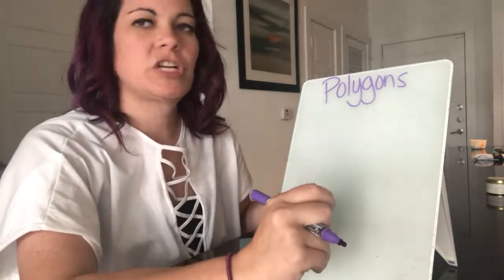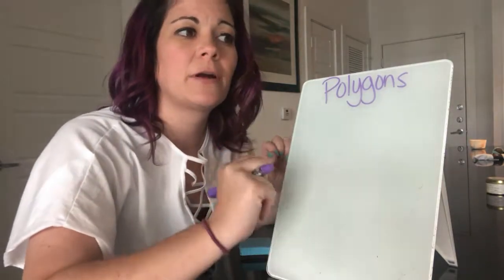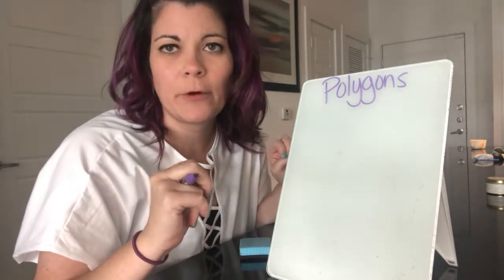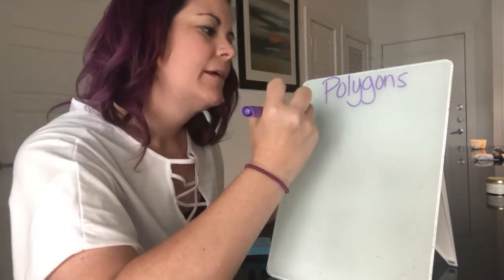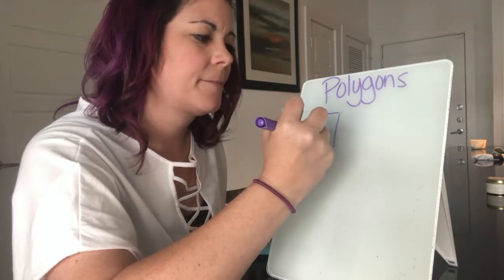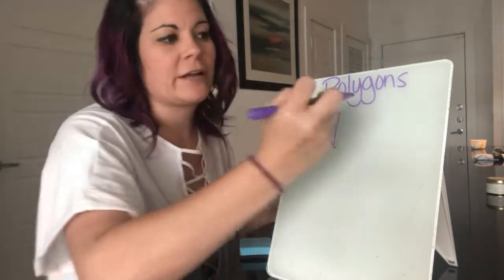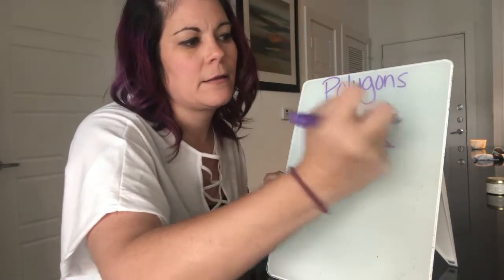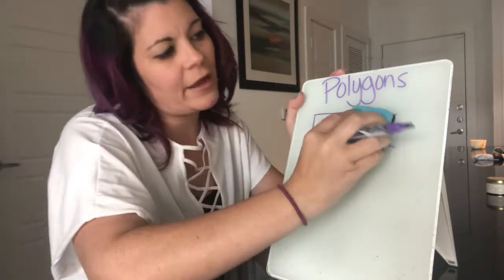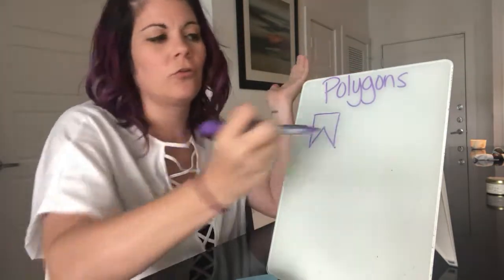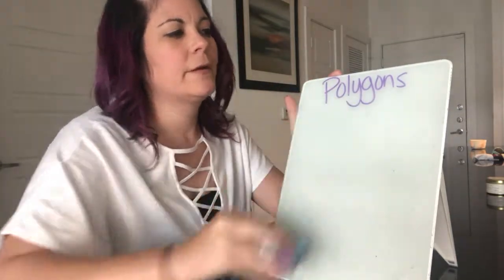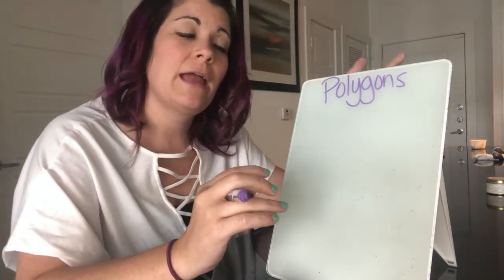A polygon is defined as a closed figure made by a finite number of coplanar segments so that each segment intersects exactly two others, but only at their endpoints. Let's put that in easier terms. A polygon is a closed figure made up of straight lines, and those lines don't intersect each other. This one right here is not a polygon because these lines intersect each other. So the lines can't intersect, they have to be straight, and it has to be a closed figure. It can't just be open, okay? Not a polygon.